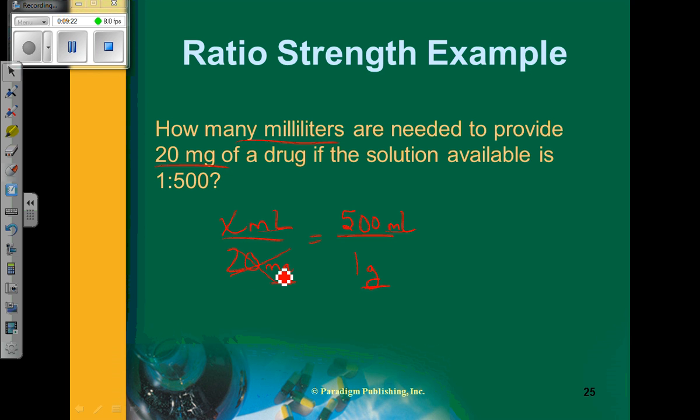But because they give you the example of converting the 20 milligrams, if you convert it over to grams, it would be 0.02 grams. Okay, then you're going to cross multiply. 500 times 0.02 is going to be 10. X times 1 is X. So your answer will be 10 milliliters.